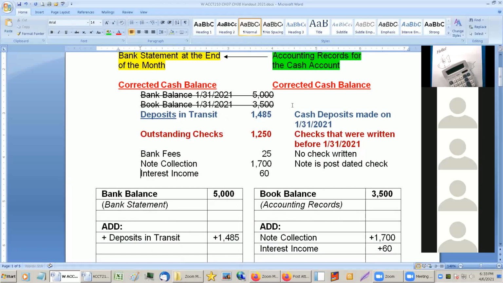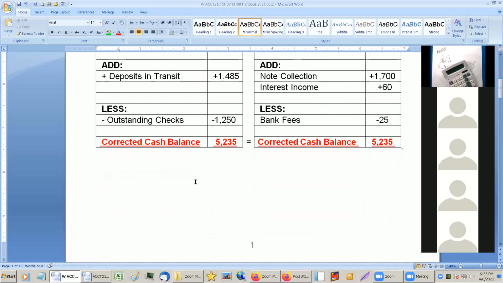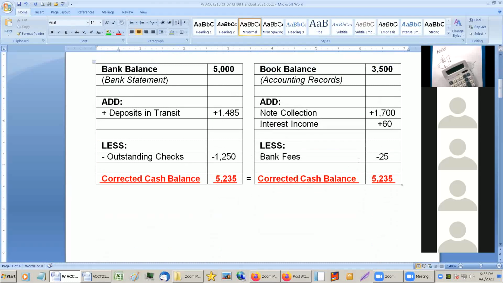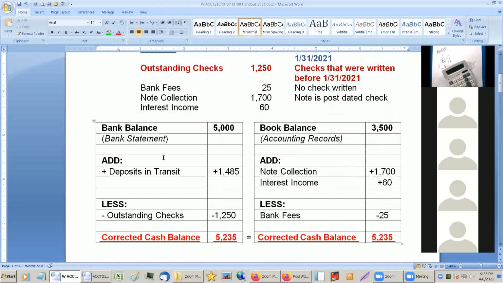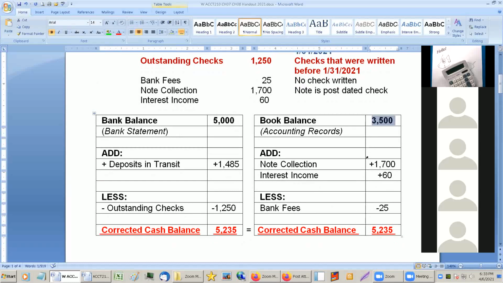Just making some room here to make a note down here. Okay, now here's what would happen after we do this bank reconciliation. We do the bank reconciliation and get to where both sides equal, so we know this is the correct balance. It has to be the same on both sides. So we adjusted the bank side to the correct balance, and the book side to the correct balance. Now, this is what we have on our books right now, 3,500. So we need to make these journal entries to get it up to this amount.